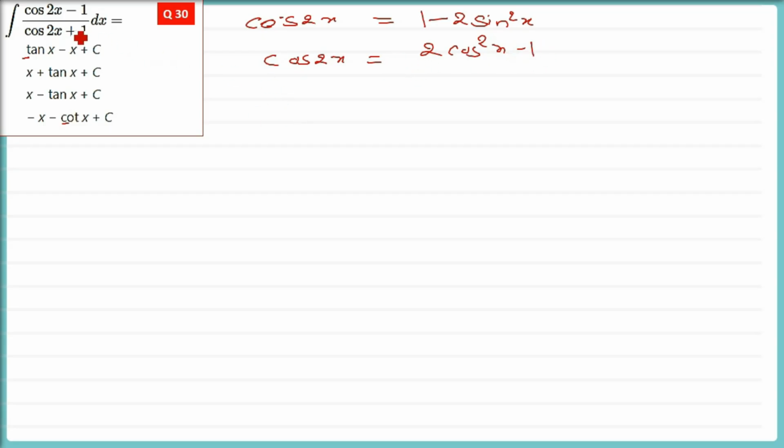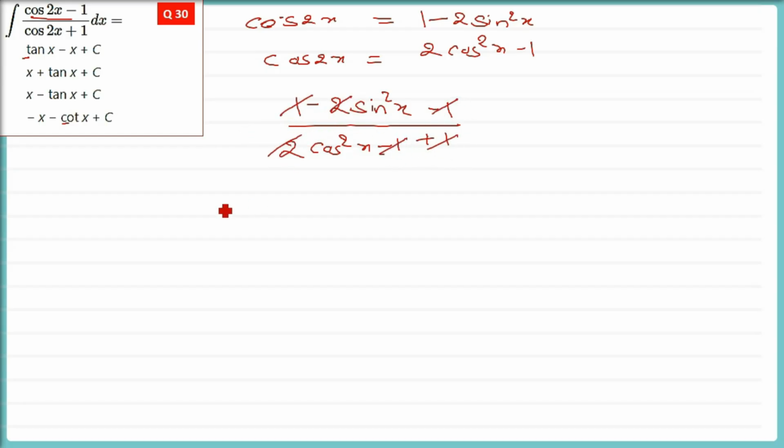Let's put it here. In place of cos 2x, I am writing 1 minus 2 sine square x. So minus 1 is there. In the denominator, cos 2x we can write as 2 cos square x minus 1, and then we have a plus 1 also. What do you get? 1 and 1 get cancelled in the numerator as well as the denominator. 2 also gets cancelled. Only negative sine square x by cos square x will remain.